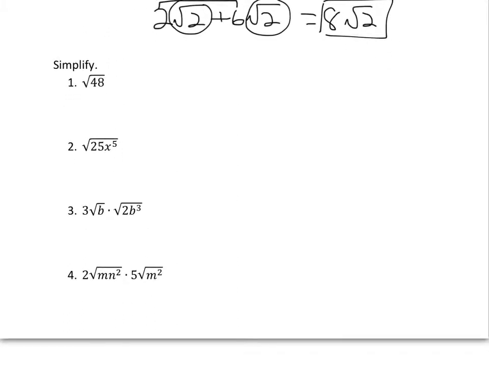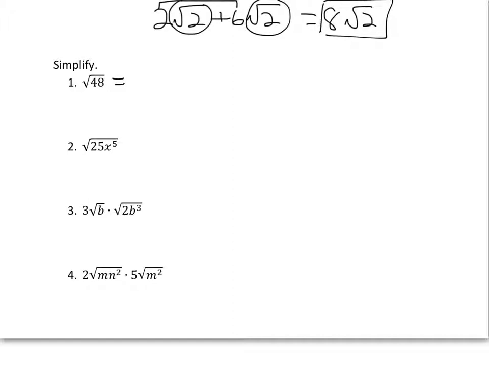So we're going to simplify something like this. This is going to be using the product property. In order to do that, we're going to break this down into two factors. Well, 48 could be broken down in a lot of different ways. For example, 2 times 24 or 4 times 12, something like that. What we're looking for is perfect squares that are factors of that. So think about perfect squares.